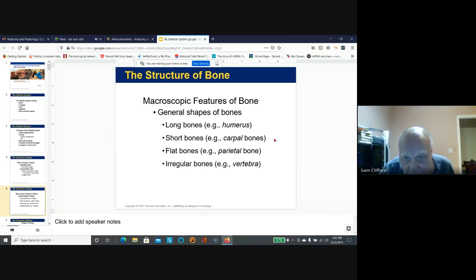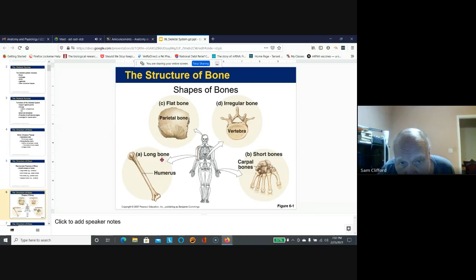So, what types of bones are there? Long bones, short bones, flat bones, and irregular bones. Okay, so there'll be questions in WebAssign, and I'll repeat this over and over again on the parts of a long bone. But a flat bone is the parietal bone of the skull. An irregular bone is the vertebral bone in your spinal column. The carpal bones of your wrist are short bones.